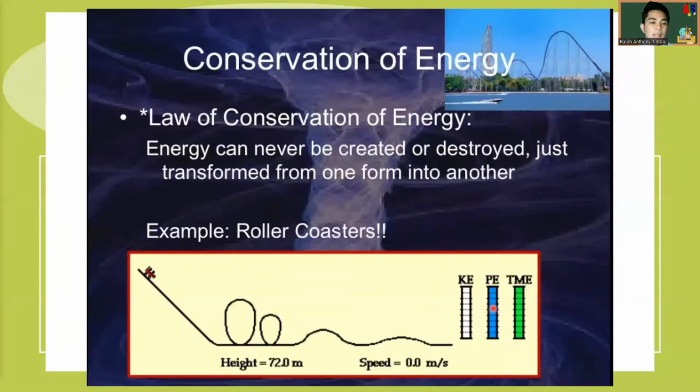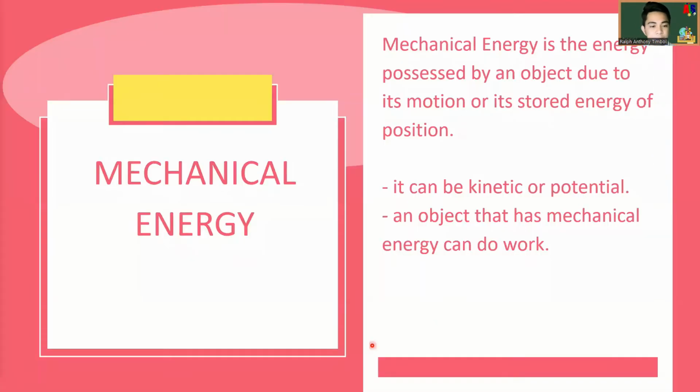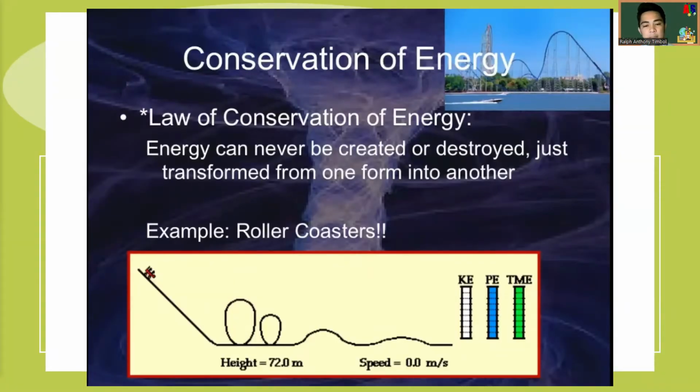And we're talking about the LCE or the law of conservation of energy. As I was saying a while ago, energy can never be created nor destroyed. It's just being transformed from one form to another. Example of this is the roller coaster. As we can see here in the diagram, in the flowchart, the roller coaster, yung ating roller coaster at the beginning, dahil nagsimula siya sa mataas na lugar, it has a maximum gravitational potential energy.